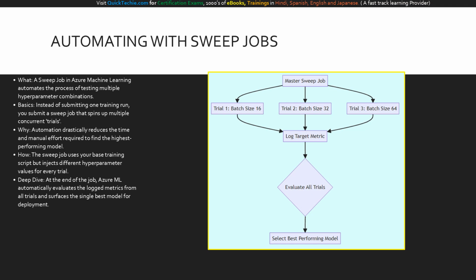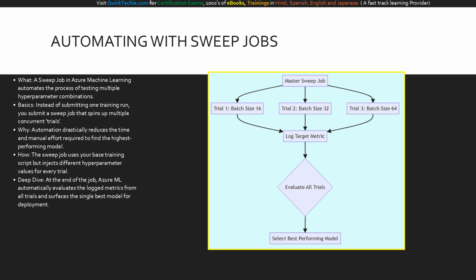To solve the manual tuning problem, Azure Machine Learning introduces the concept of a sweep job. What exactly is it? A sweep job is an automated orchestration mechanism that tests multiple hyperparameter combinations for you. The basics are simple. Instead of sitting at your desk running a script, changing a value and running it again, you submit one master sweep job. This job automatically spins up multiple trials, which are just individual training runs concurrently. Why is this revolutionary? It compresses weeks of manual trial and error into hours of automated, parallel computation.